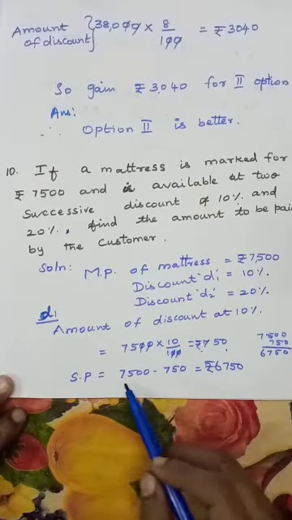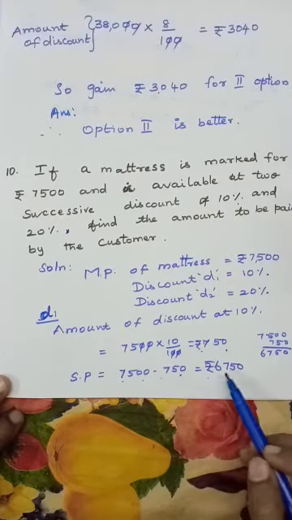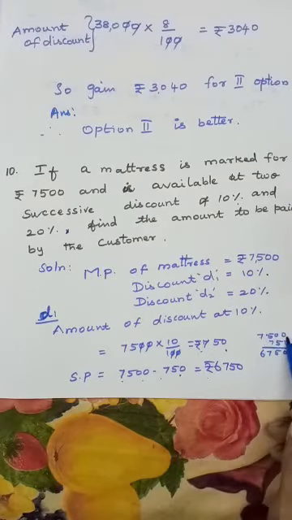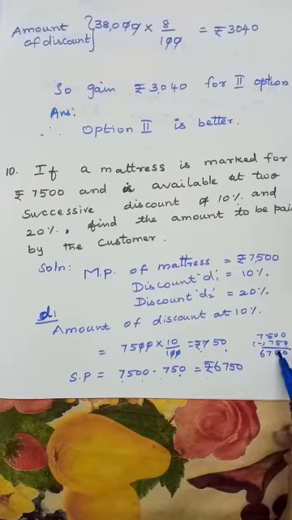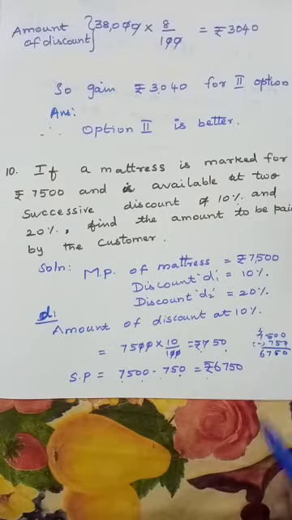Now the SP is 7,500 minus 750 is equal to rupees 6,750. Okay. That is 7,500, 750. You have to subtract. 0 from 10 minus 5 is 5. 4 here. Then you borrow here. 14 minus 7 is 7. Then here you have borrowed. So 6,750.